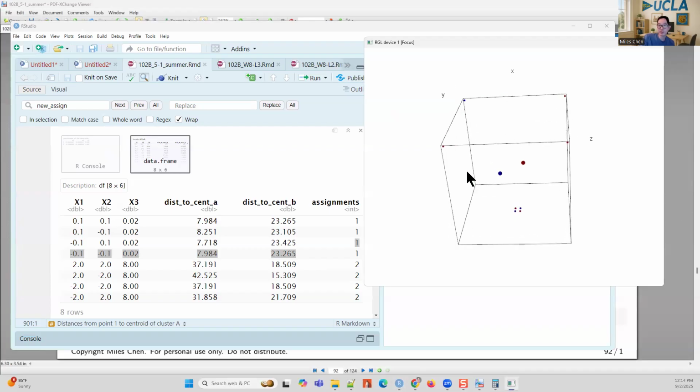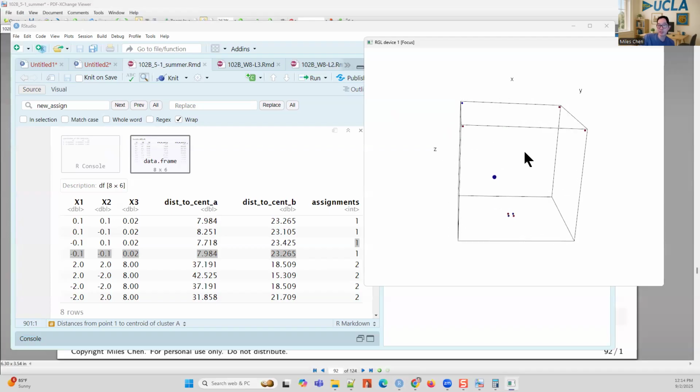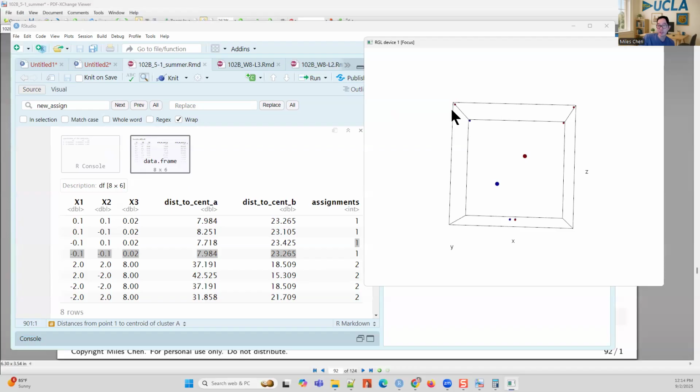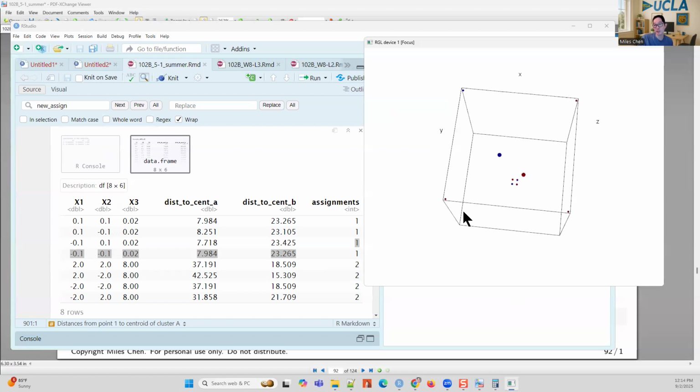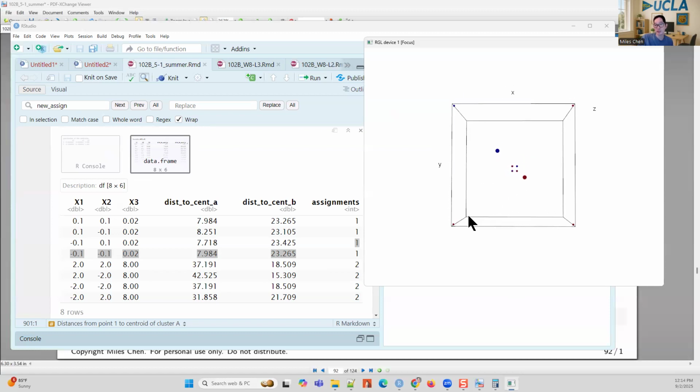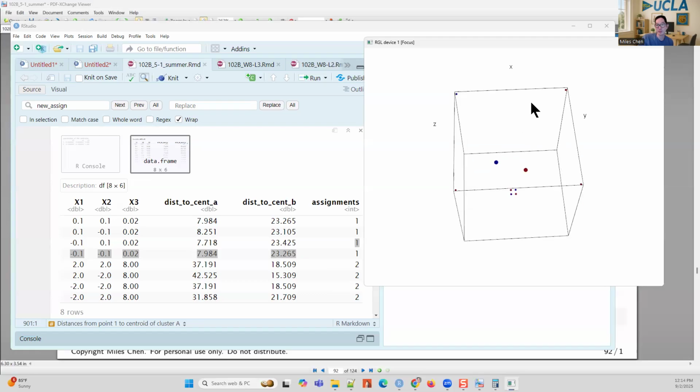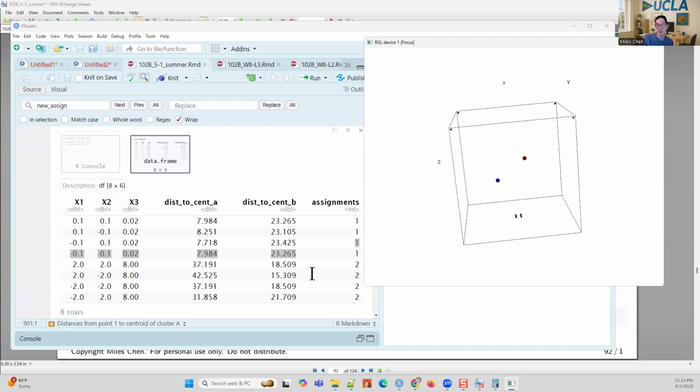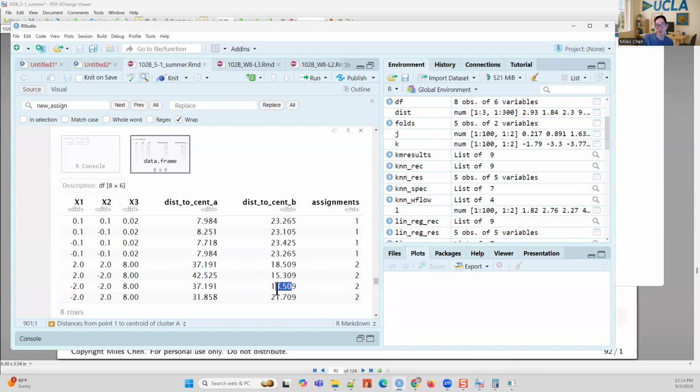Meanwhile, what's the distance from the points on the ceiling to each of these things? All right. Those, the points on the ceiling to the blue centroid, are 37, 42, 37, 31.85. Okay. So I think these 2 points both have a distance of 37.191. How far is it to this one? This one is much closer, a distance of around 18.5.